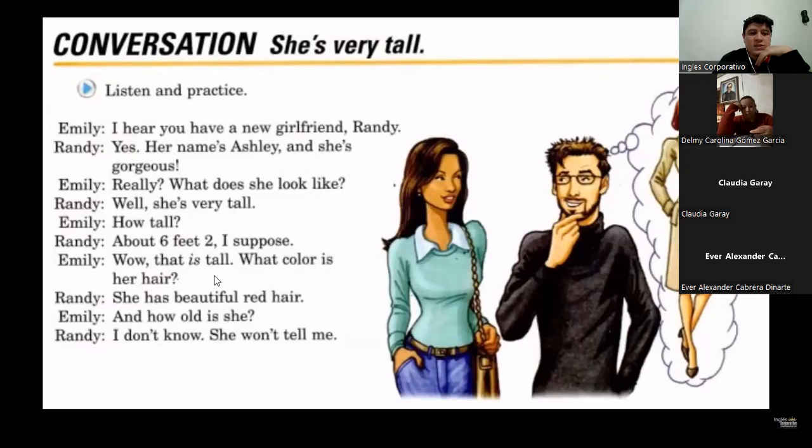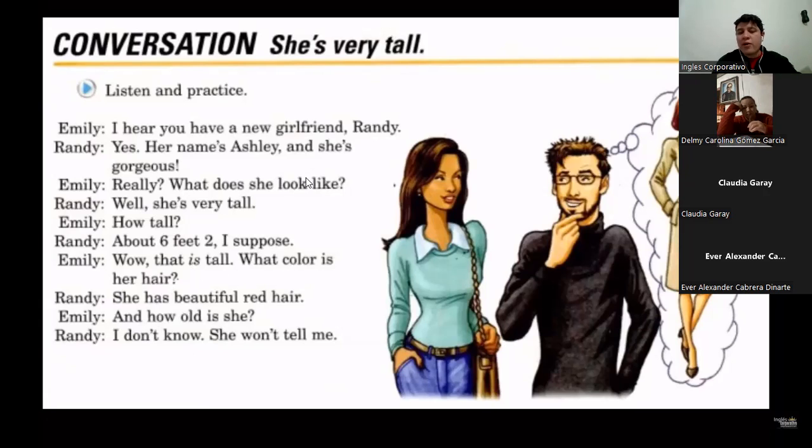What color is her hair? ¿Qué color es su cabello? Right? What color is her hair? And she has beautiful red hair, right? How old is she? I don't know. Well, in this case, guys, this conversation is about describing Randy's girlfriend, right?